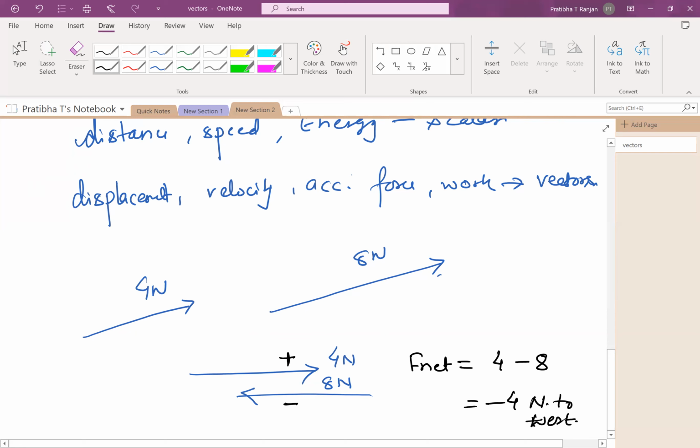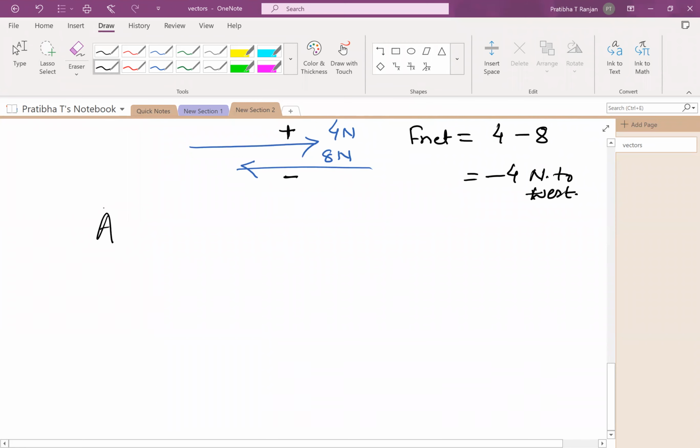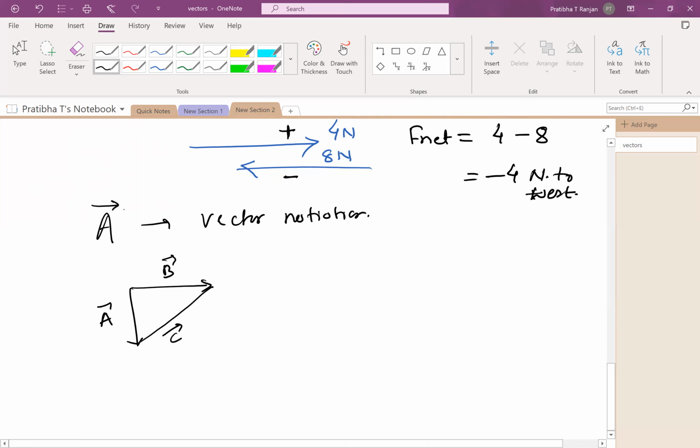So there are directions and all, and now how do we represent vectors? The vector notation has an arrow on top. This is the vector notation. So suppose you have two vectors like this, vector A and vector B, and this C is the resultant. So it will go from down to up, right? Always one arrow, one tip is there.